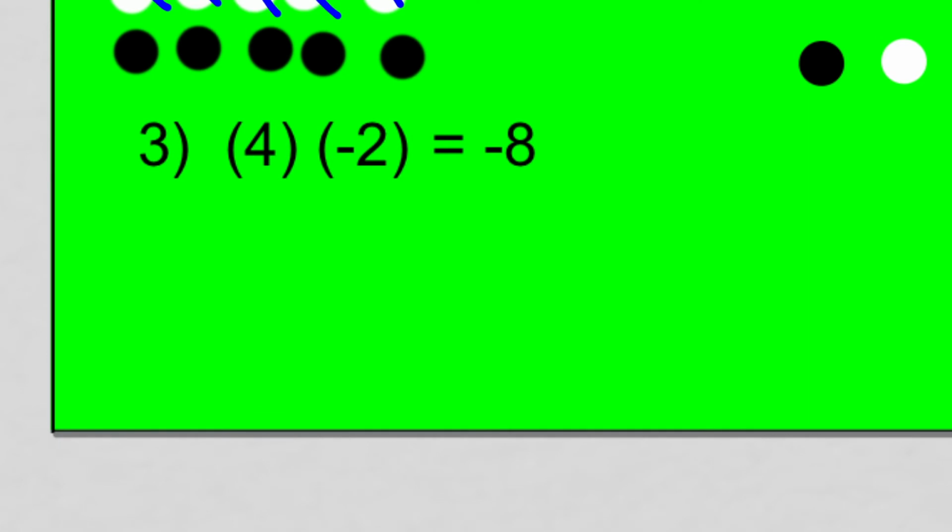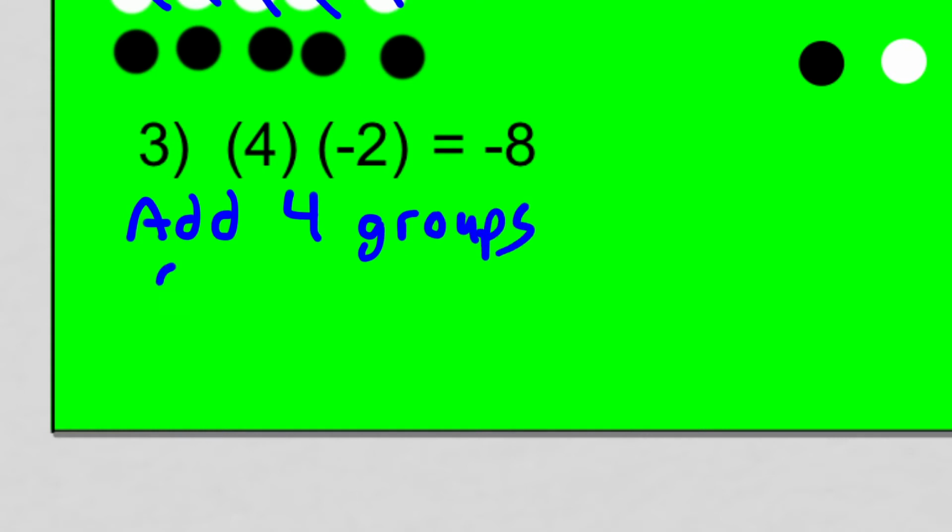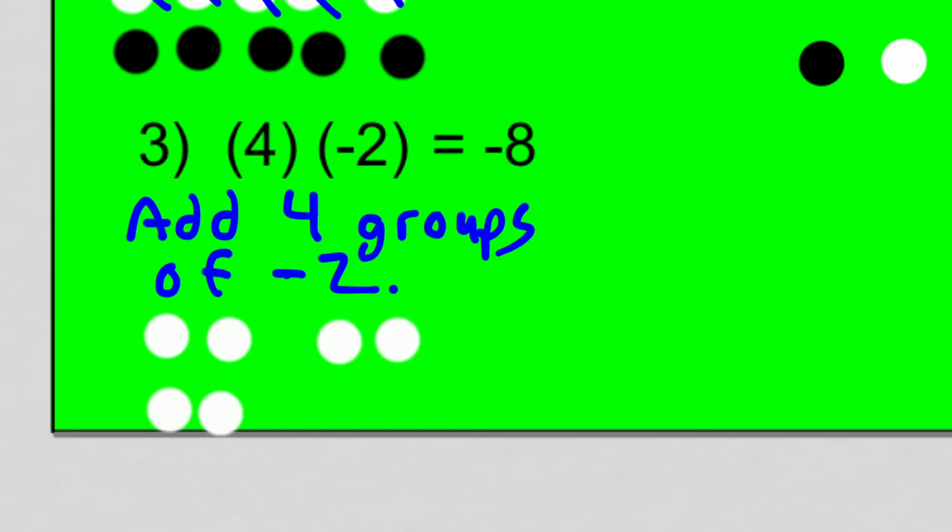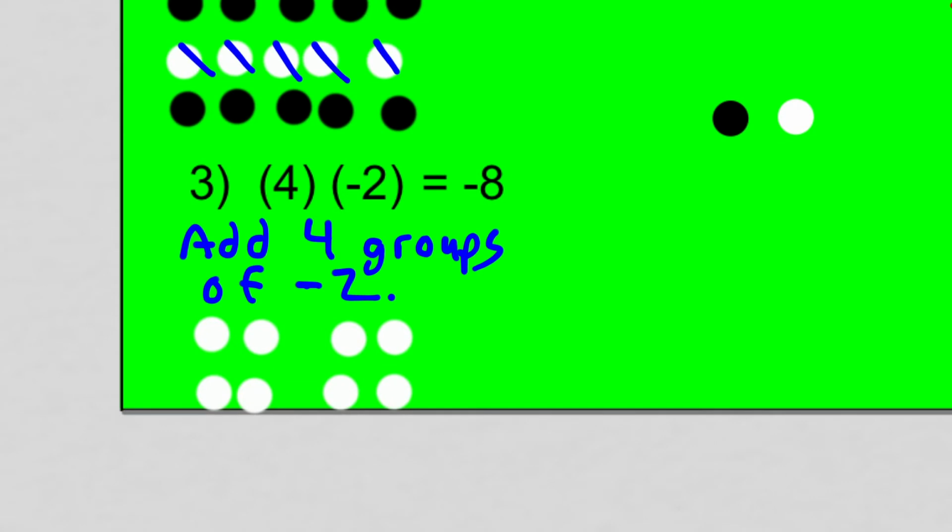Positive 4 times -2 equals -8. Well, what does this mean? It means add 4 groups of -2. So let's do that. Let's add 4 groups of -2. 1, 2, 1, 2, 1, 2, 1, 2. And there's your 4 groups of -2. That's -8.